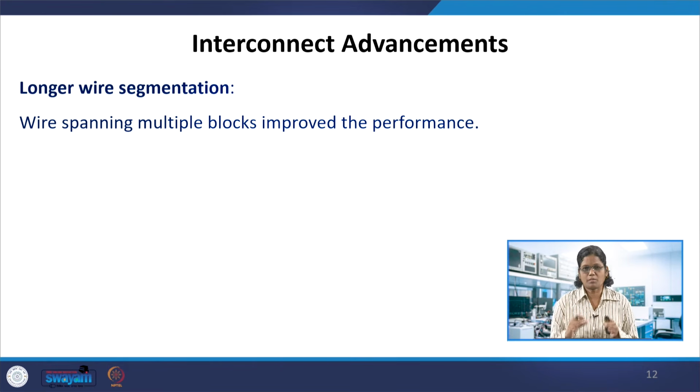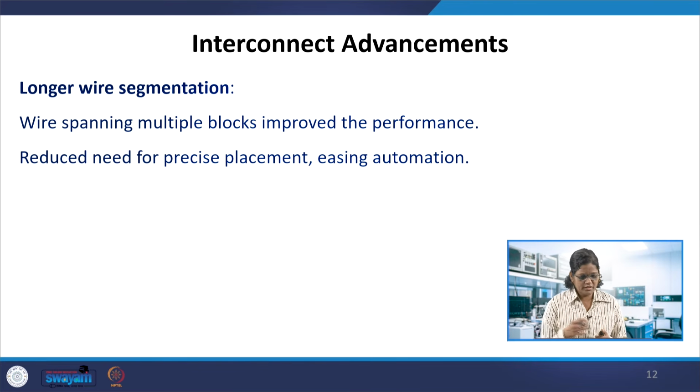So improved performance was the main concern during this period. The interconnect advancements have taken place. Multiple blocks have been connected automatically with wire spanning, so there is a reduced need for precise placement. That is also not a concern, and the ease of using automation was the main concern in this expansion age.